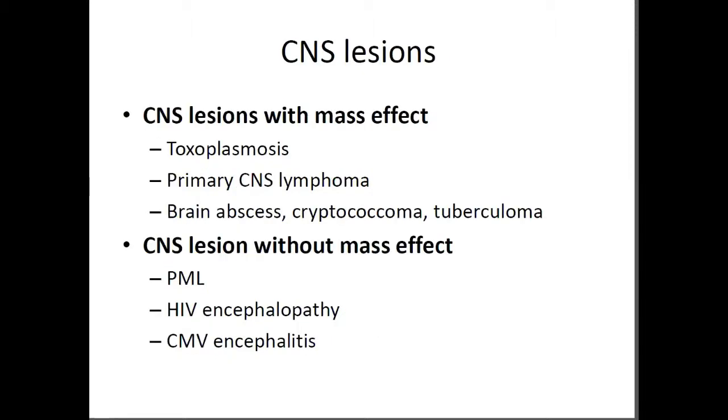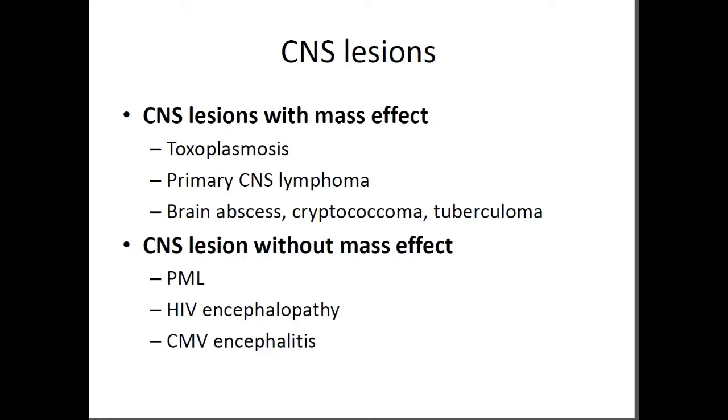So CNS lesion can be divided into two categories. One is CNS lesions with mass effect, and second one is CNS lesion without mass effect. CNS mass lesions are characterized by the presence of swelling, edema, and mass effect on the surrounding structure. Sometimes, especially lesions located in the posterior fossa, can have a cerebral herniation.